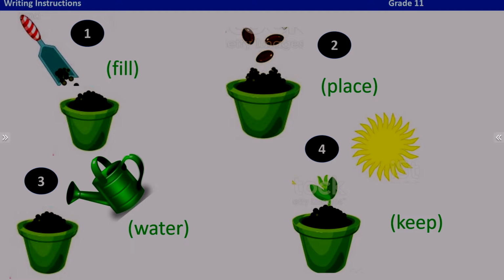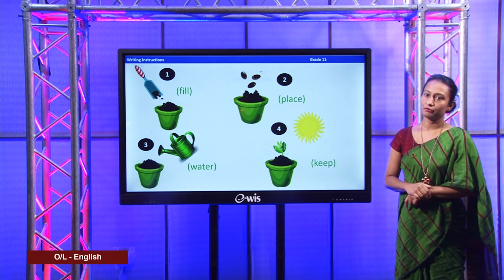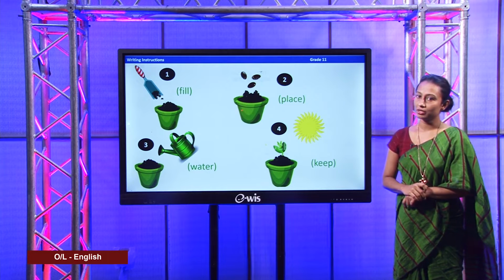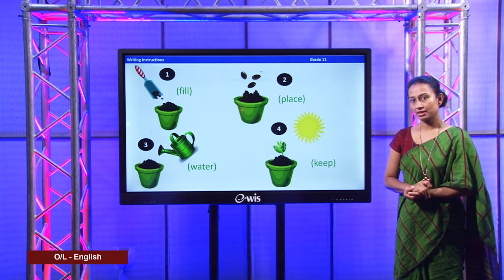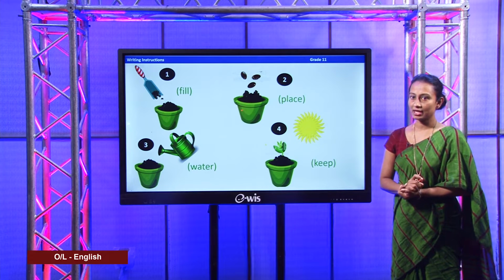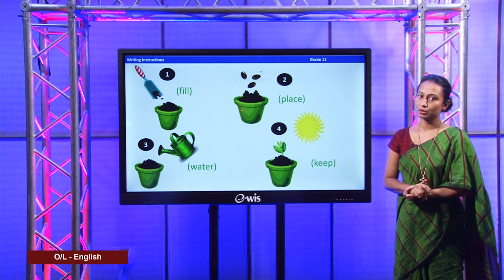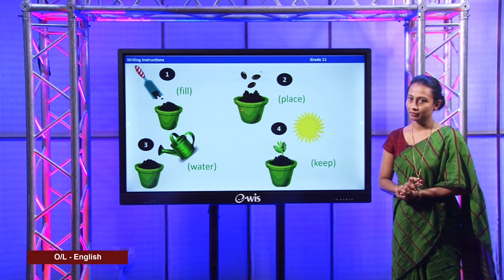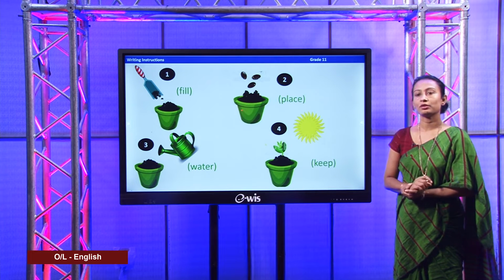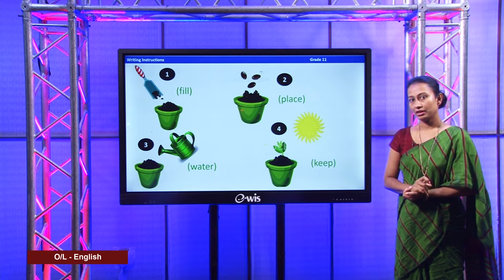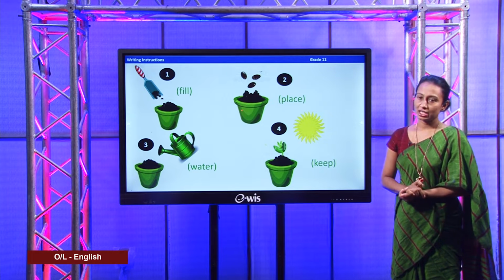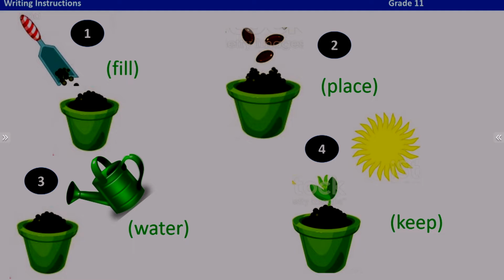This time you have to write 4 instructions only. But last time we wrote 5 instructions. So you have to use 4 sequence words. First you have to start your instruction with a sequence word. Then you have to use the verb given. And after that you have to complete the instruction. Take your time and write your set of instructions.